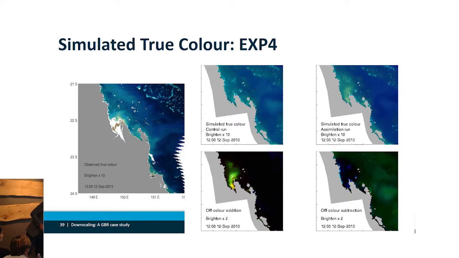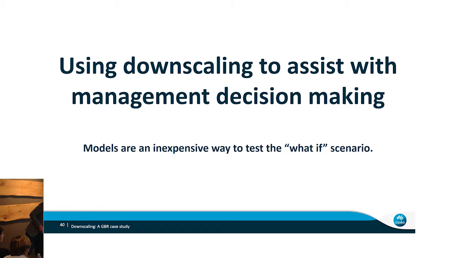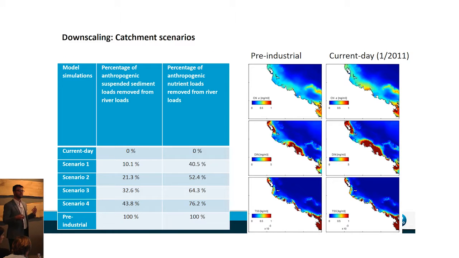Okay, so this modelling wasn't all done for fun. It was largely done to try and assist with the management of the Great Barrier Reef. And one of the things that the model allows you to do is run a heap of what-if scenarios. So we looked at what the improvement in water quality of the reef would be if you took pre-industrial nutrient inputs and compared them to current day nutrient inputs.